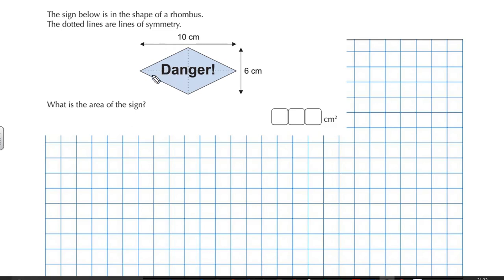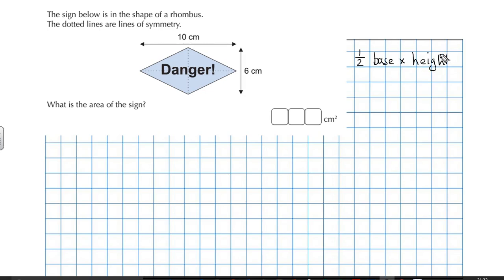Now, remember that area is the flat space within a 2D shape, a flat shape. Okay, and we're asked to calculate the area. Now, the children may not yet have been taught how to calculate the area of a rhombus, but they probably do know how to calculate the area of a triangle, which, in case they've forgotten, is half of the base times the height.